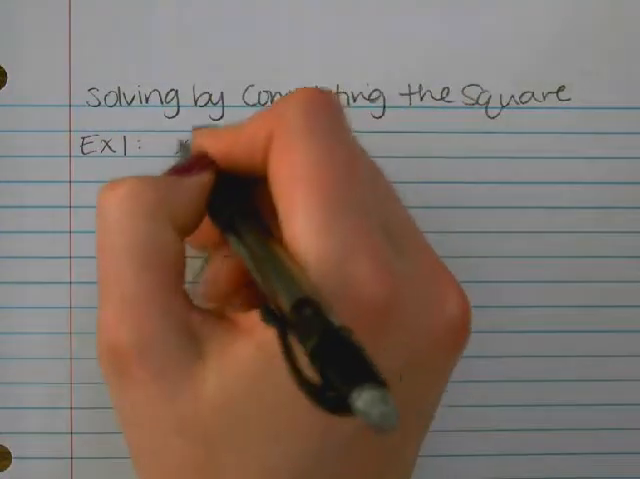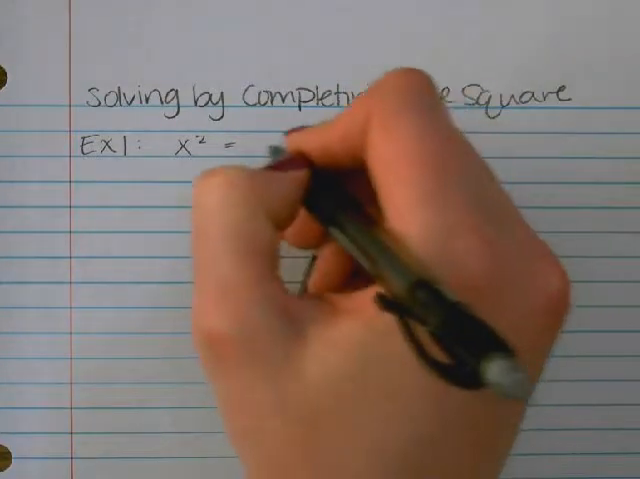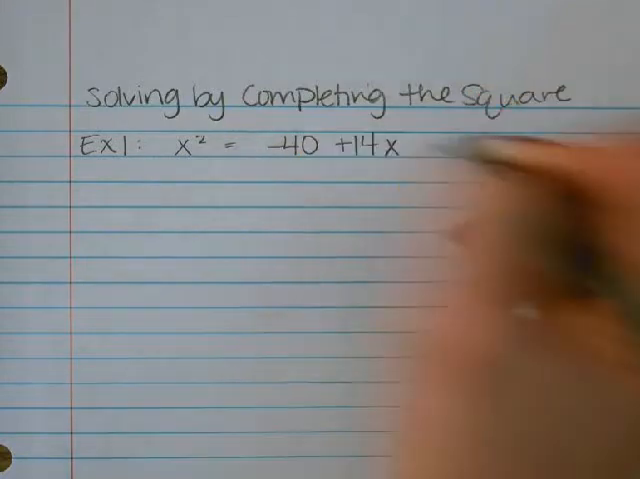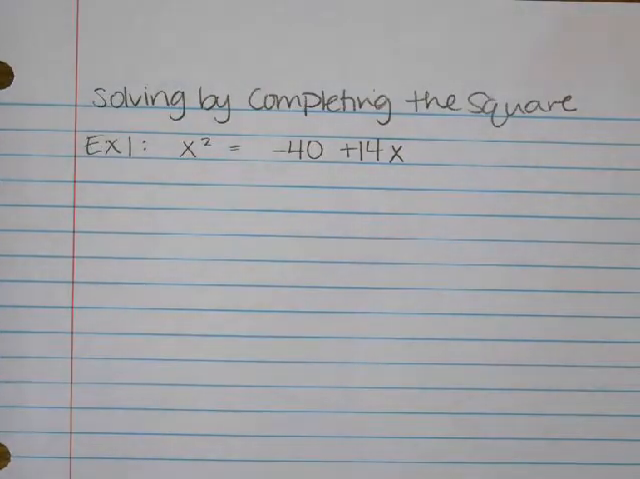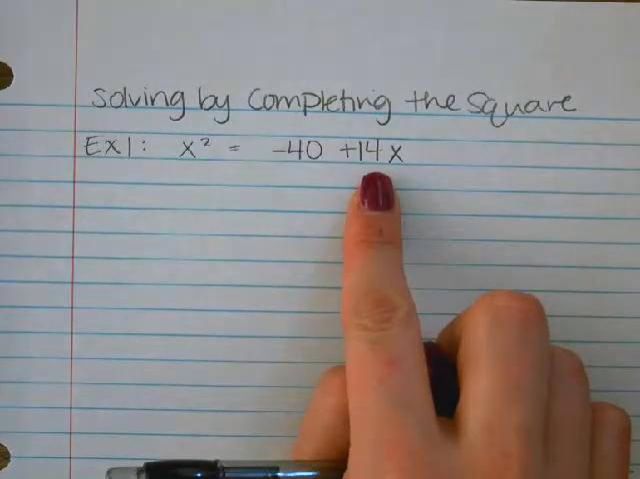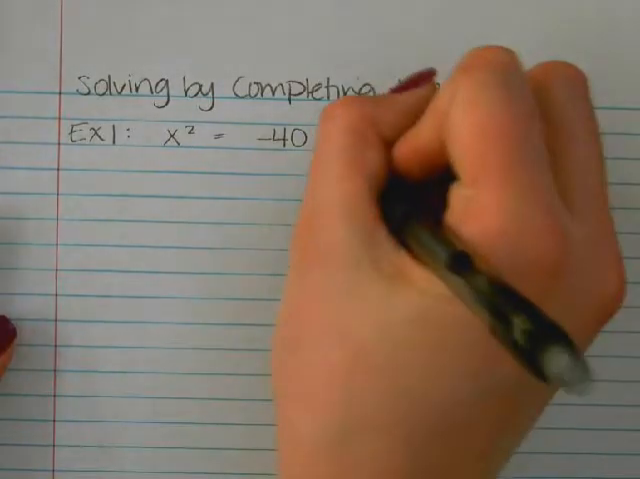So our first example is x squared equals negative 40 plus 14x. And this does not look like it should, right? What stuff needs to be next to each other so that we can complete the square? The x squared and the x's, right? Those need to be next to each other. So what should I do with the 14x? Subtract it over. Okay, so I'm going to minus that.